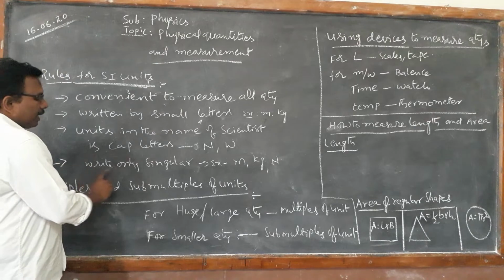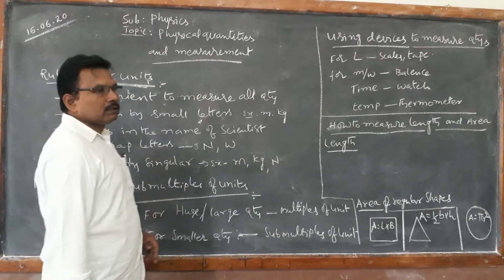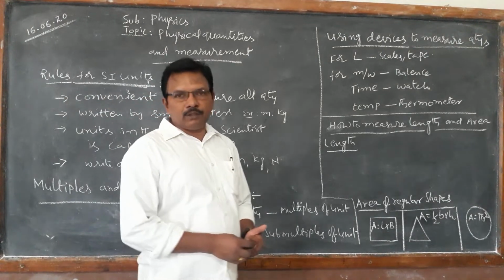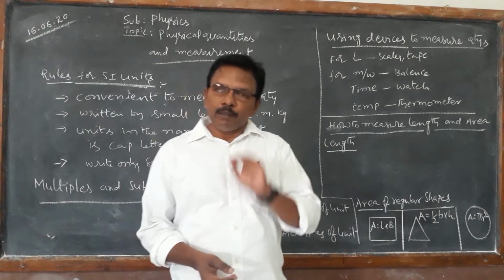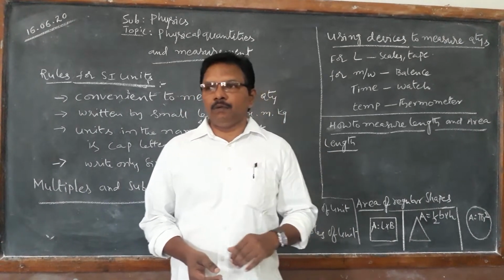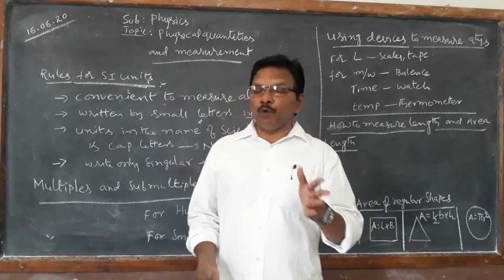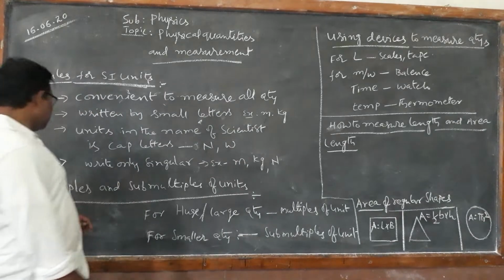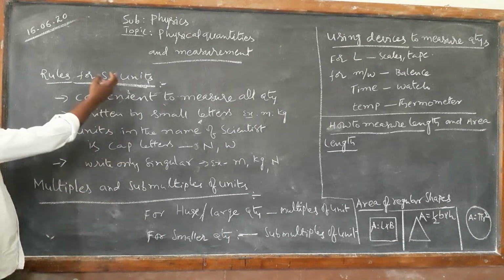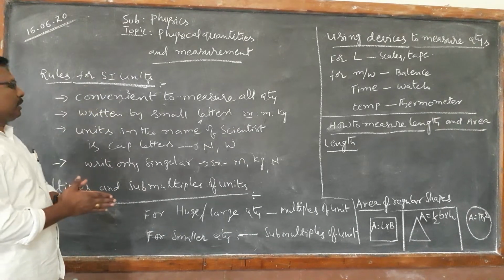Next one, write only singular units. Don't write meters, don't write kgs. You should write only meter, kg. When you are writing units, don't write plurals. You should write only singular. These are the rules that should be followed when you are writing units.